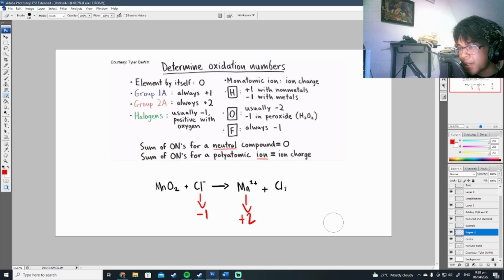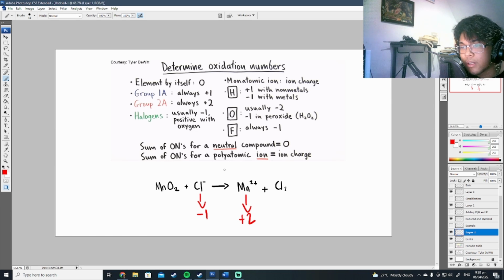Then the last rule is that F will always equal negative 1. F here stands for fluorine. F is equal to negative 1, always. That's a constant. Unless it's alone, obviously. Like I said, if F is alone by itself, that becomes 0. Common sense. This is rule 1. It can be very confusing, but I recommend you do practice problems determining oxidation numbers of elements. It will actually help you a lot.